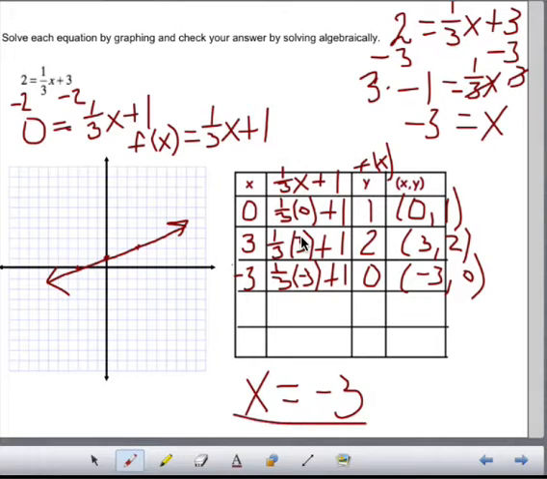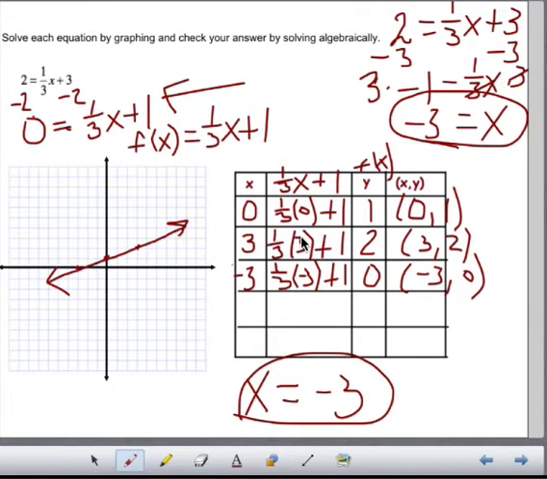So I solved it graphically by seeing where it crossed my x-axis, and I checked or confirmed that by solving it algebraically. Okay? So again, you've got to first find the zero of the function, is what we call it. I've got to get it set equal to 0, and then I can graph it and solve that by graphing and then check it algebraically.